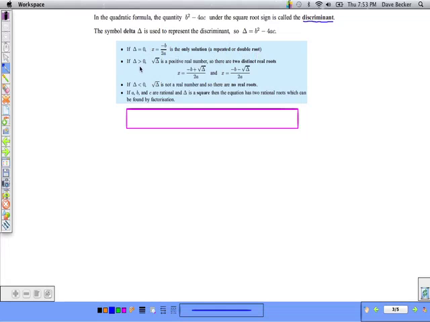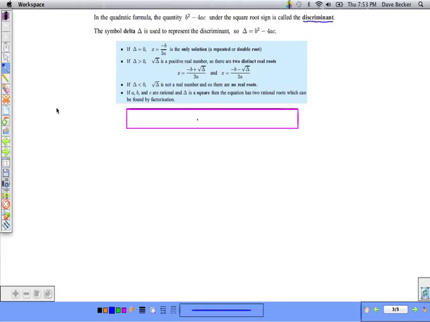If delta is greater than 0, the square root of delta is a positive number, so we have two distinct. I wrote unique on the previous page. That's just from a past life from me. I don't want to get into it, it's a little embarrassing. But distinct means different. I have plus the positive square root and minus the positive square root. That gives me 2. And if delta is less than 0, then the square root of delta is not a real number, and so there are no real roots. And this last thing we'll talk about in just a second.